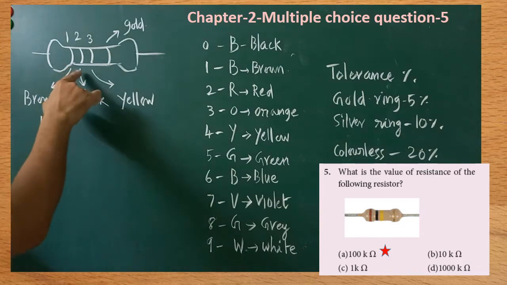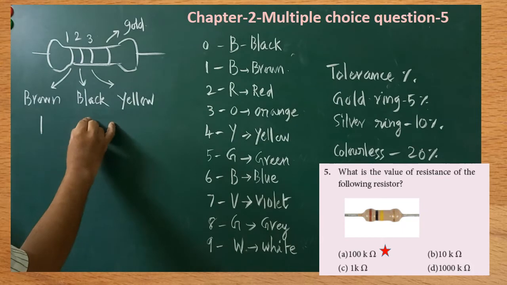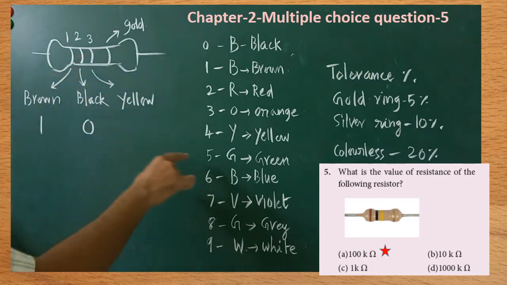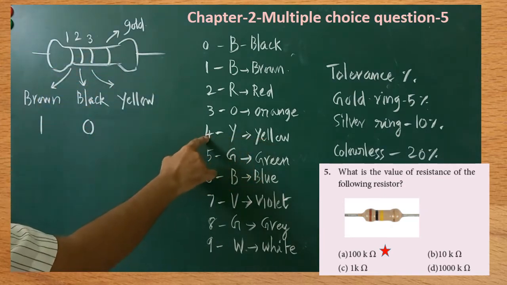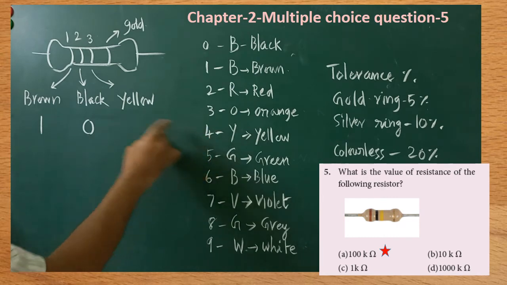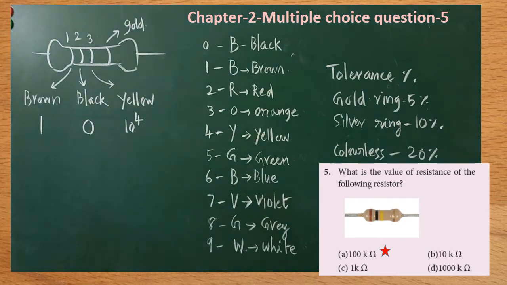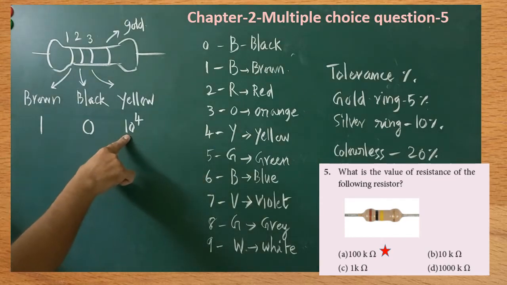What is the next one? Black ring. Are you clear? Against the black ring, 0 is there. So write 0 just below the black. The third ring is yellow. Are you clear? Against yellow, which number is there? 4 is there. Therefore, this 4 must be written as the power of 10. That is very important. The third ring number must be written as the power of 10.